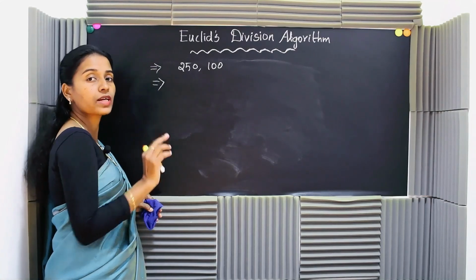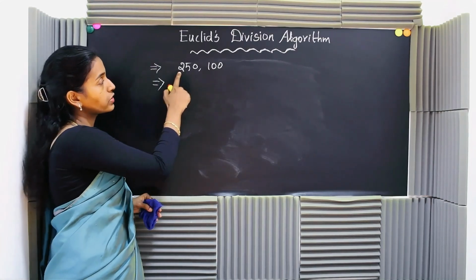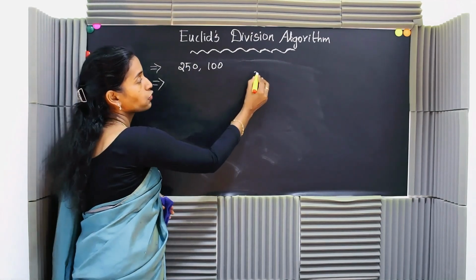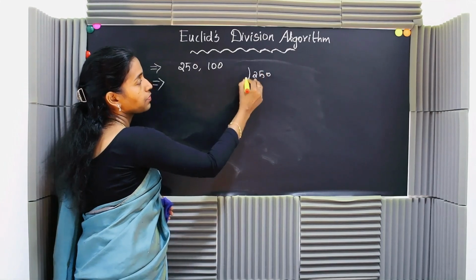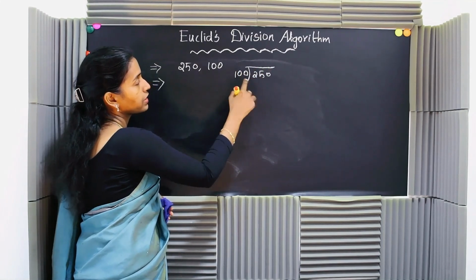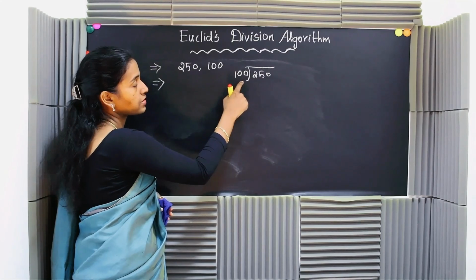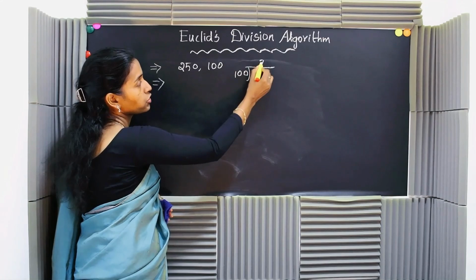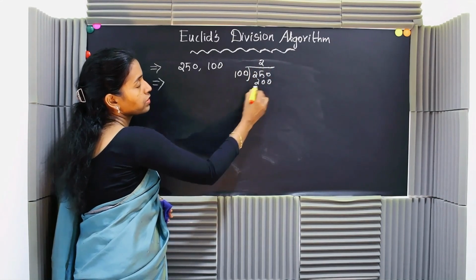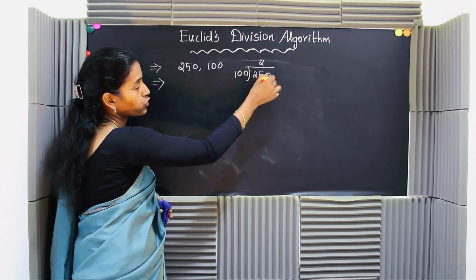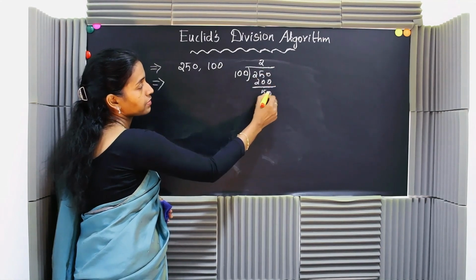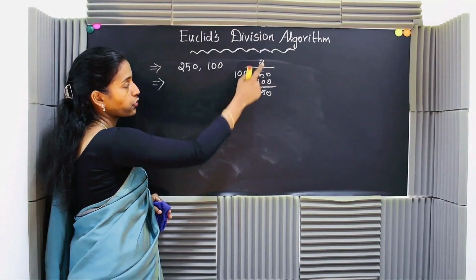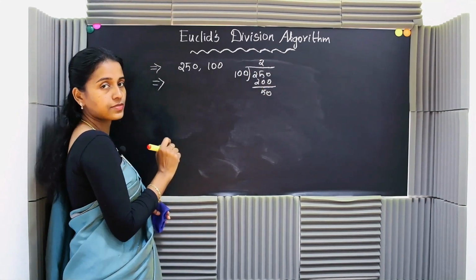First, you have to divide 250 by 100. Here, this is the dividend, this is the divisor, right? 100 ones are 100, 100 twos are 200. If I subtract 200 from 250, I'll get 50, right? So here, I have gotten quotient as 2 and remainder as 50.